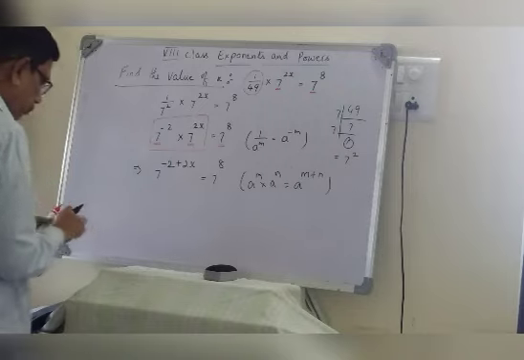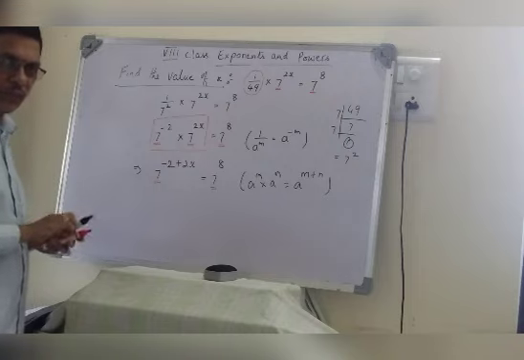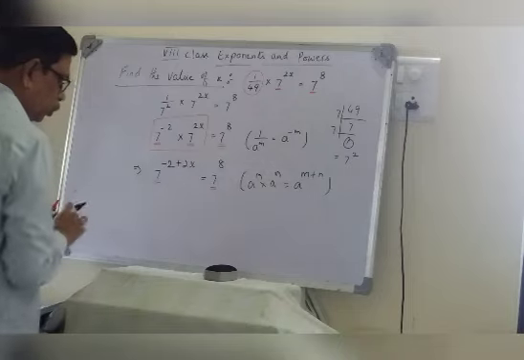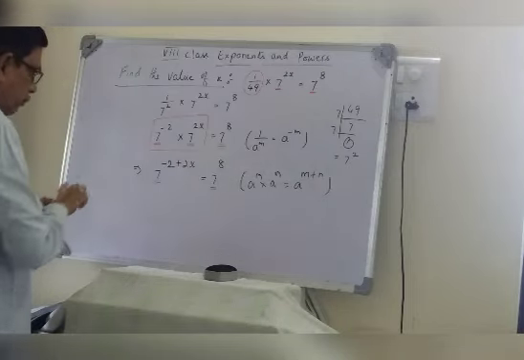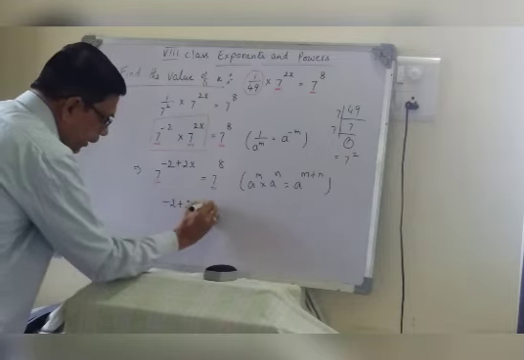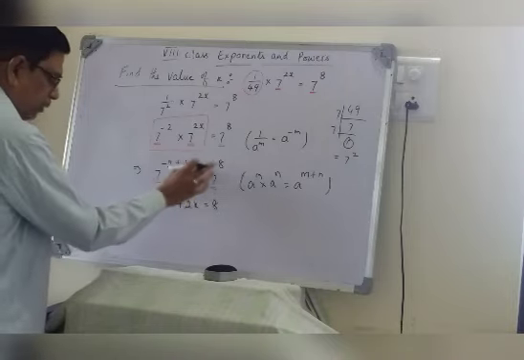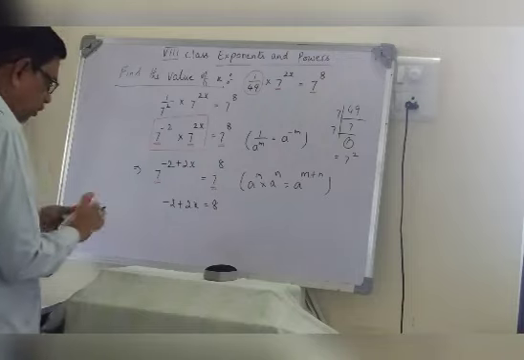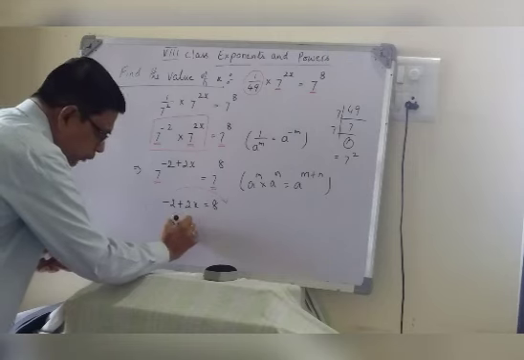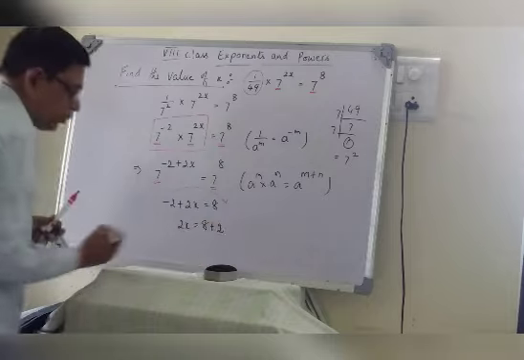Next, here the base is 7, here also the base is 7. So same bases with different powers. If there is an equal sign in between, we make the powers equal. So what are the powers here? Minus 2 plus 2x is equal to 8. When the bases are equal, you make powers equal. Minus 2 plus 2x is equal to 8. If we bring this minus 2 to this side, 2x is equal to 8, minus will become plus, this is equal to 2.